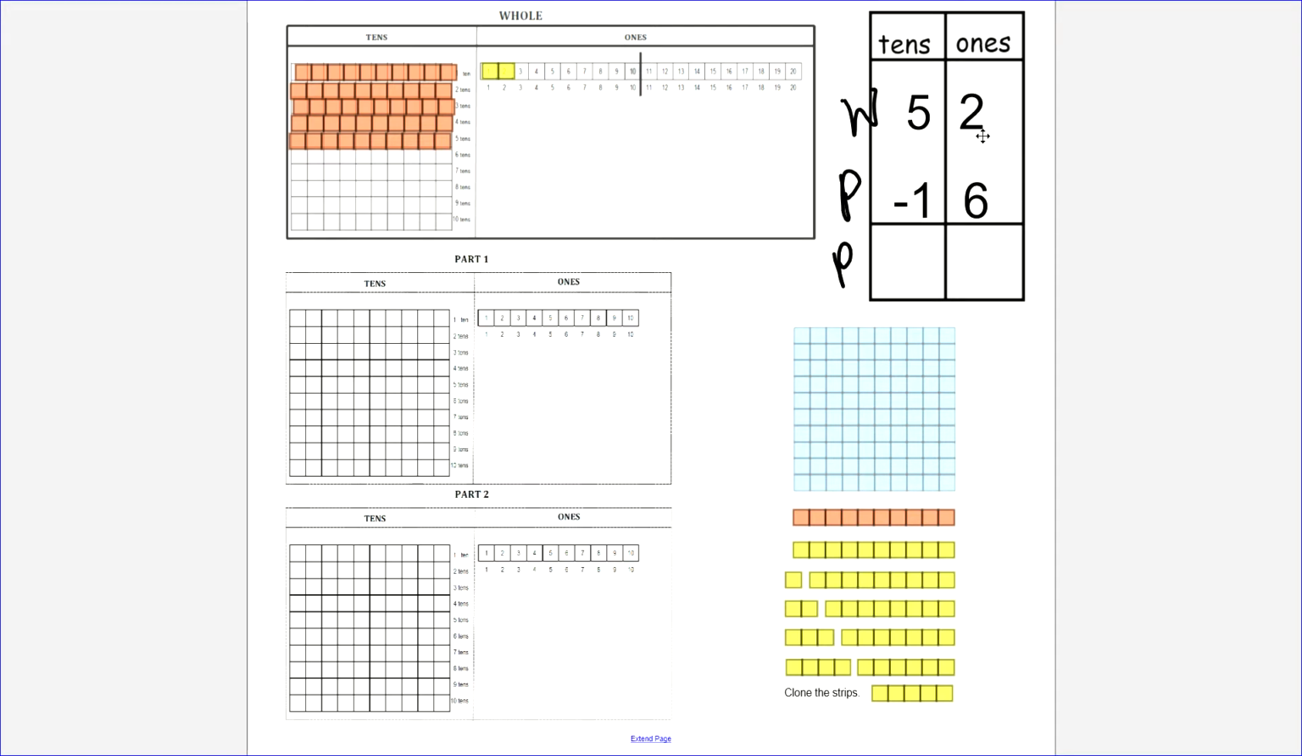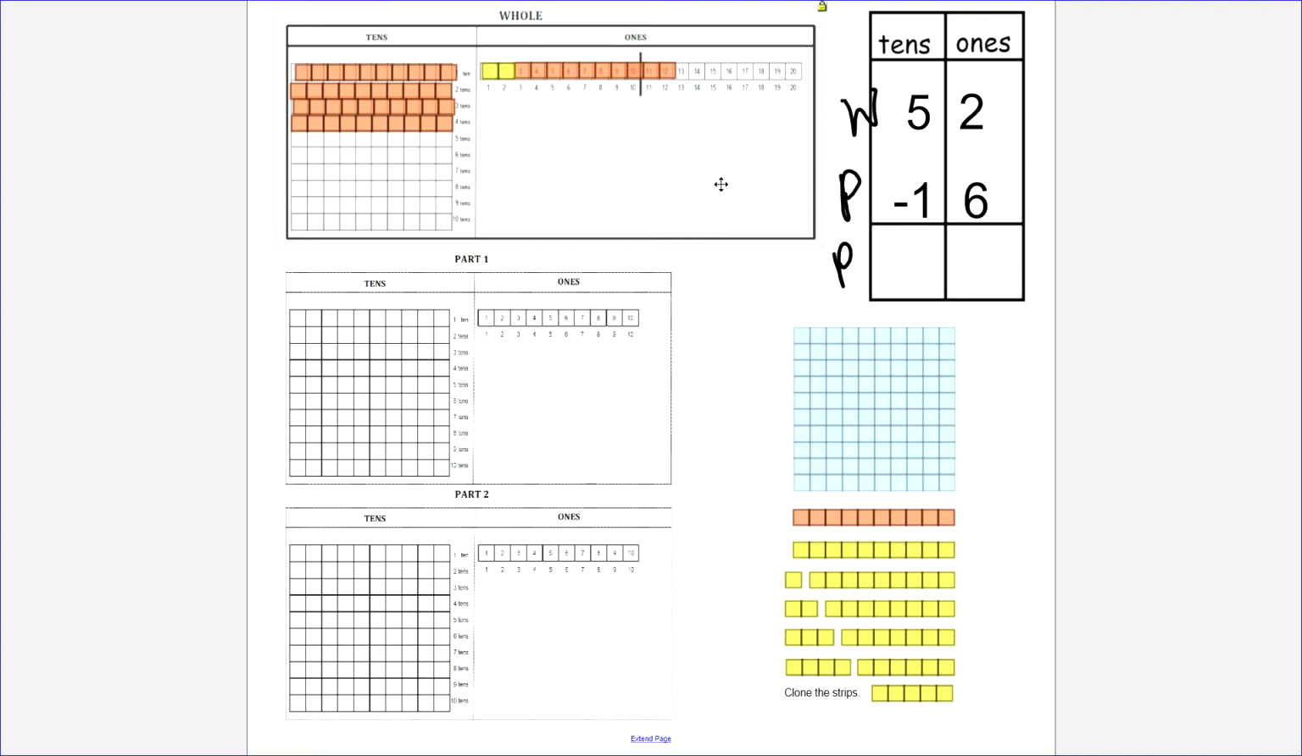I have 2 ones in the whole and 6 ones in the part. Because my whole is less than my part, I cannot subtract. I cannot do 2 minus 6. There simply aren't enough ones. So I'll have to regroup. I'm going to take one of the tens and I'm going to move it to the ones place. I know that 1 ten is the same as 10 ones, so I can do that. Here you can see I've taken one of the tens and moved it to the ones place.